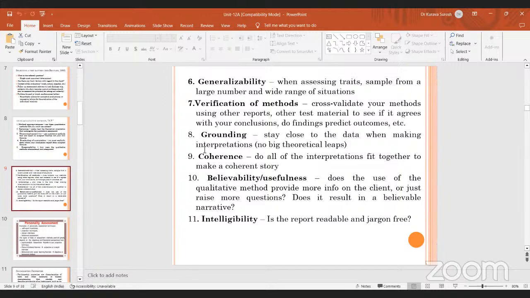Believability and usefulness of what is provided to the client, just raising the question, do not result in a believable narrative. Intelligibility. It is the report being jargon-free.